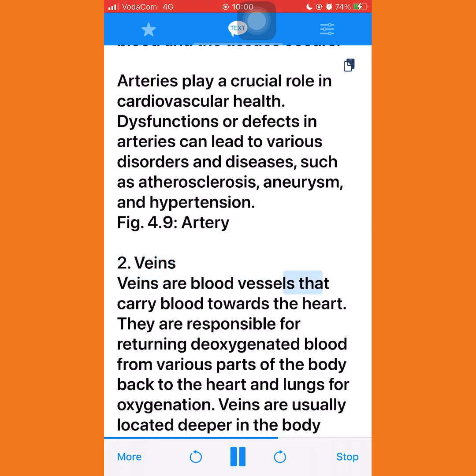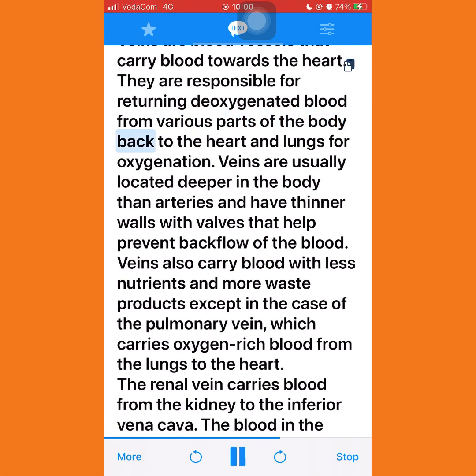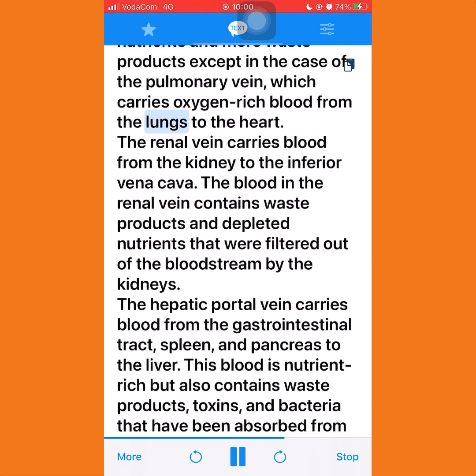2. Veins. Veins are blood vessels that carry blood towards the heart. They are responsible for returning deoxygenated blood from various parts of the body back to the heart and lungs for oxygenation. Veins are usually located deeper in the body than arteries and have thinner walls with valves that help prevent backflow of the blood. Veins also carry blood with less nutrients and more waste products, except in the case of the pulmonary vein, which carries oxygen-rich blood from the lungs to the heart.